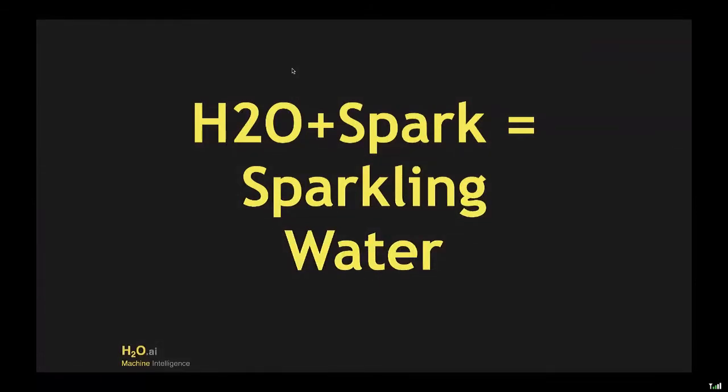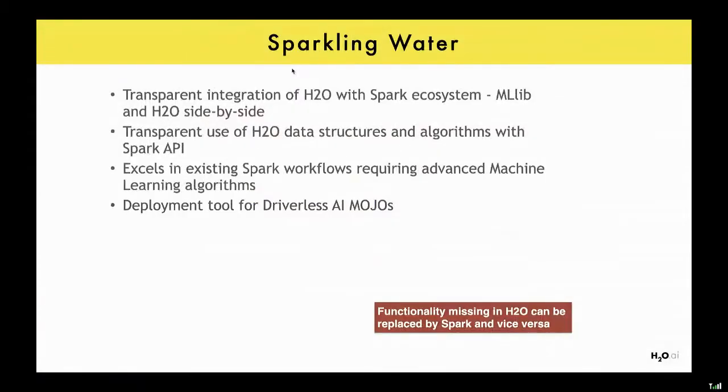So the name was obvious when we created the product, I think 6 years ago. Sparkling Water was the obvious name, H2O plus Spark. I saw also on LinkedIn that there was somebody asking whether we compete with Spark. We don't compete with Spark at all. We really try to be a library which we give to users of Spark, and we give them the choice to use our machine learning algorithms alongside Spark ML.